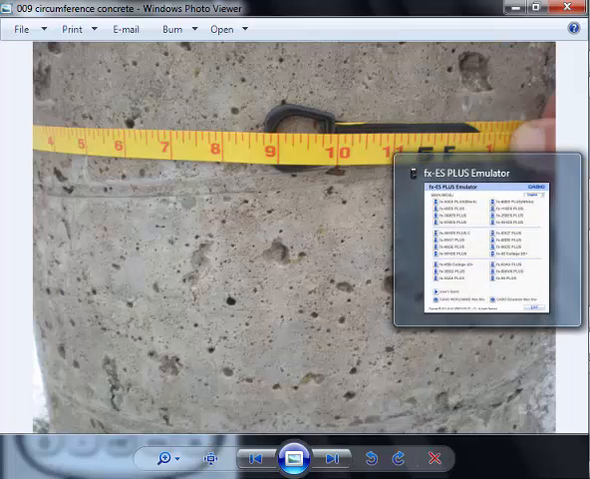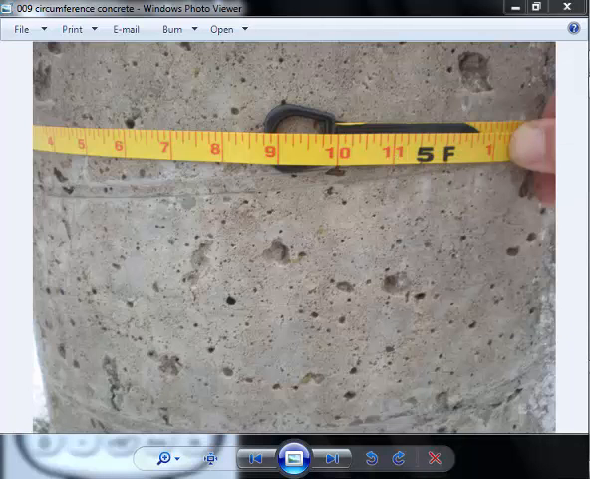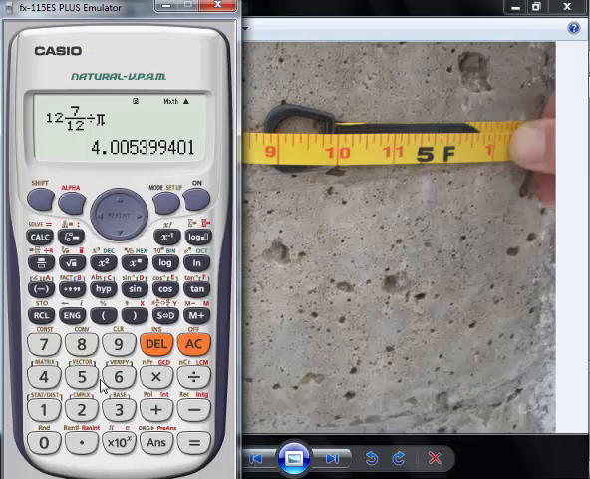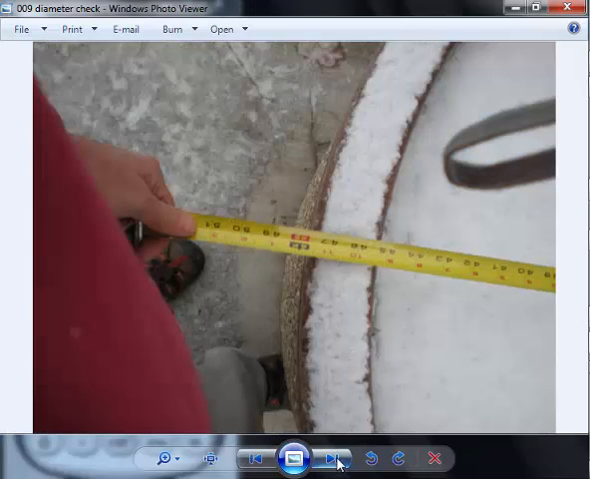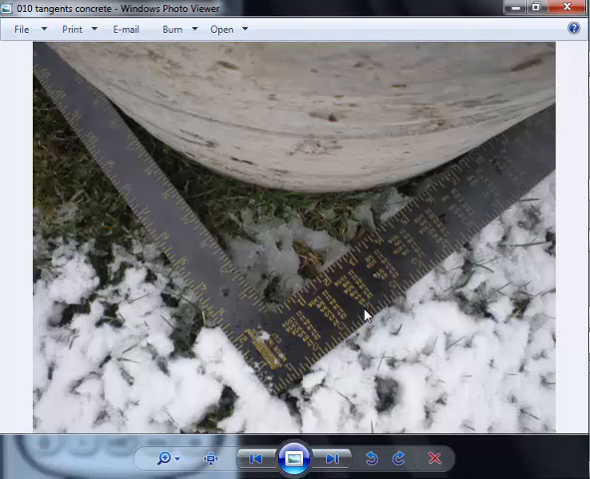Well, 4 feet 9 inches is 57 inches. So if we take 57 and divide it by pi, we get 18 inches is the diameter of the concrete here, which kind of makes sense because that's how big those pillars are. This is kind of interesting.